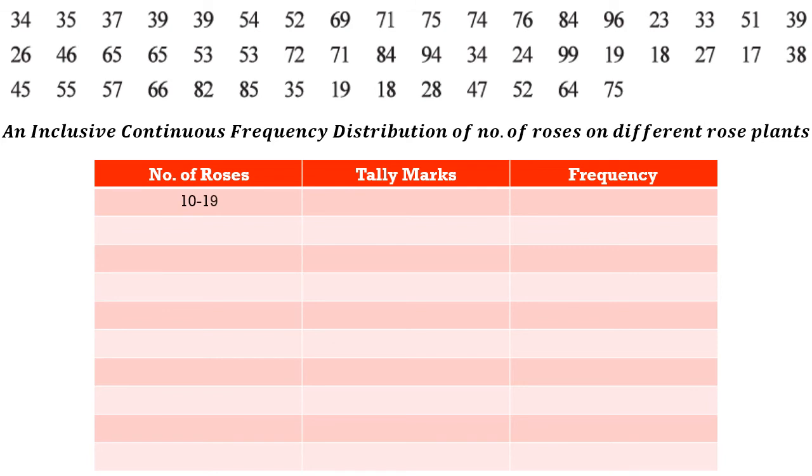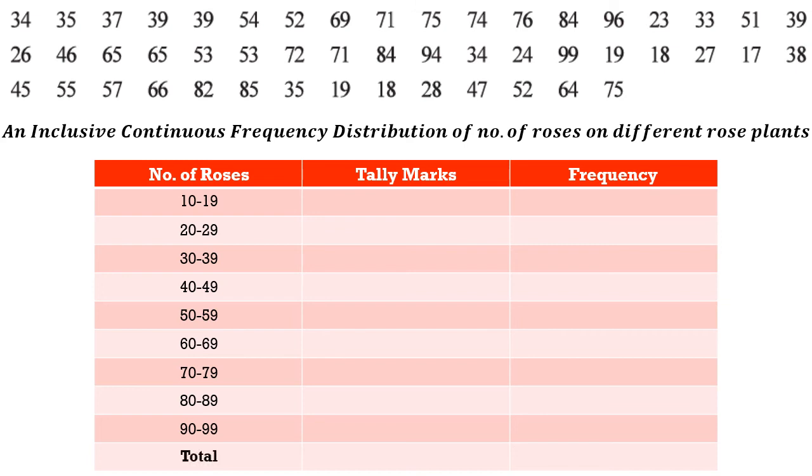Number of roses, as I told you, the first class will be 10 to 19. Similarly, next will be 20 to 29, 30 to 39, 40 to 49. Quite simple actually. The maximum was 99, so here we will take 90 to 99 and then write down the total.